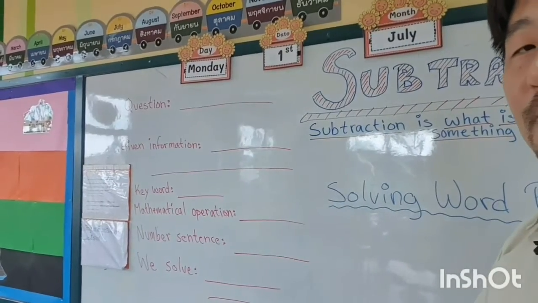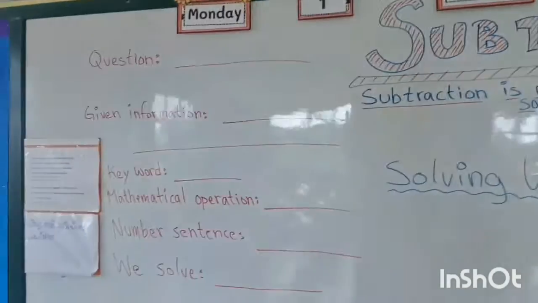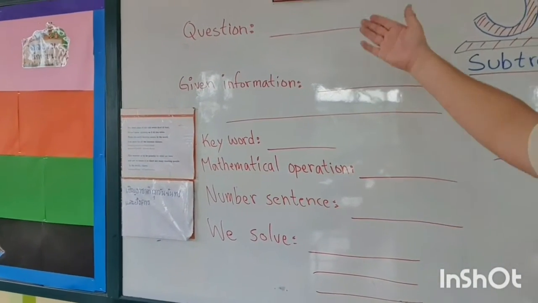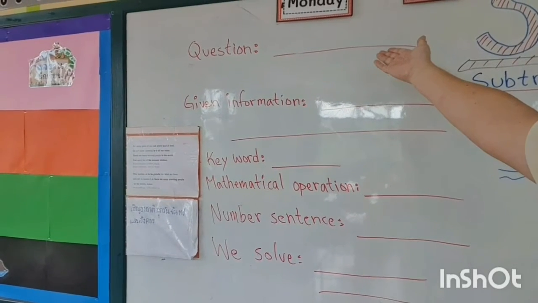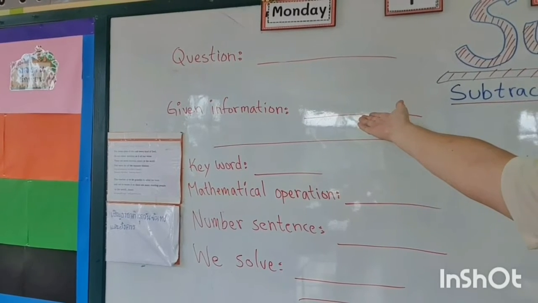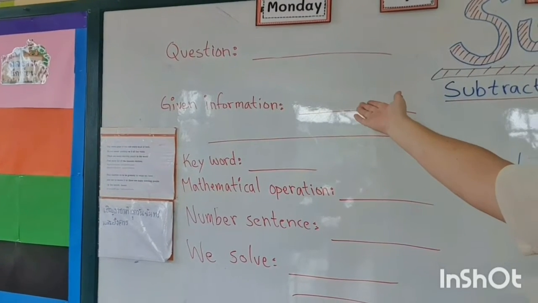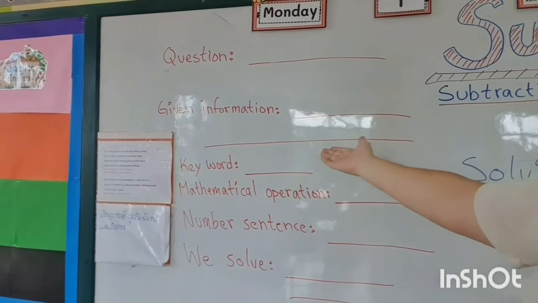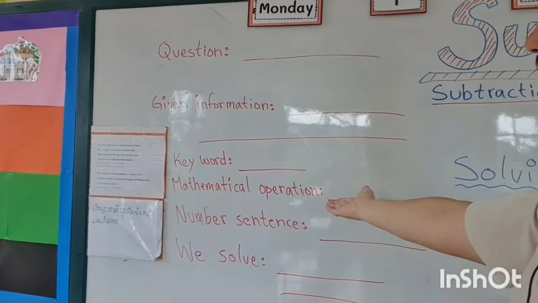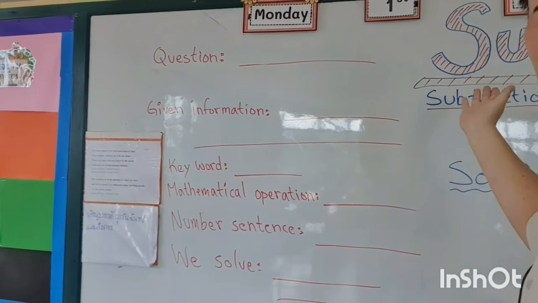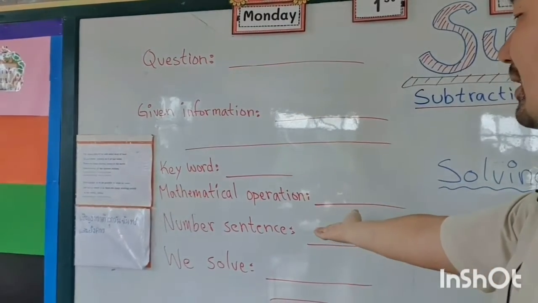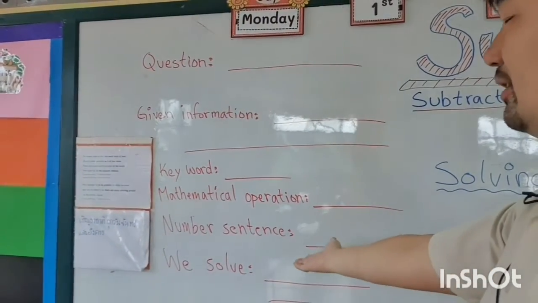So if you look over here, I have already prepared what to find out. So first you need to find out the question. What's the question? And then you need to find out the given information. What does the word problem give you? What information does it give you? And then what is the keyword? And then mathematical operation. So in this case it will be subtraction. Last unit it was addition. And then what is the number sentence? And then we solve it.